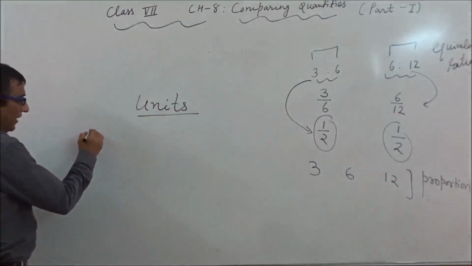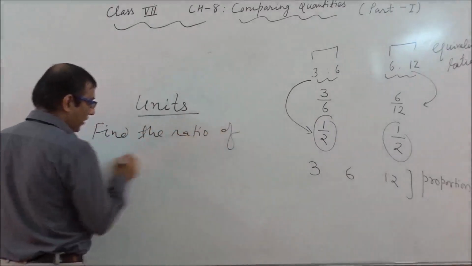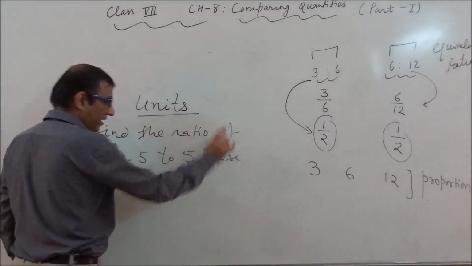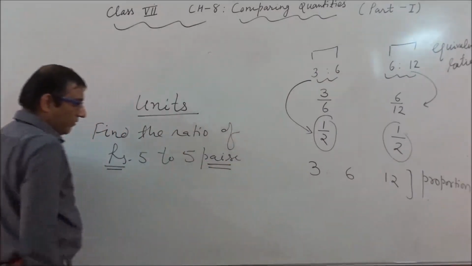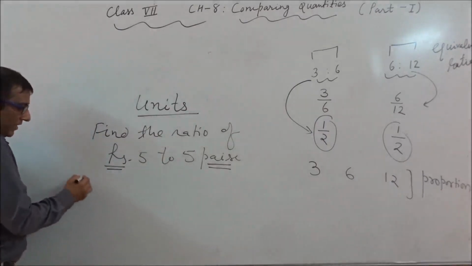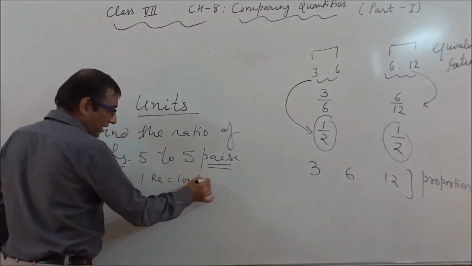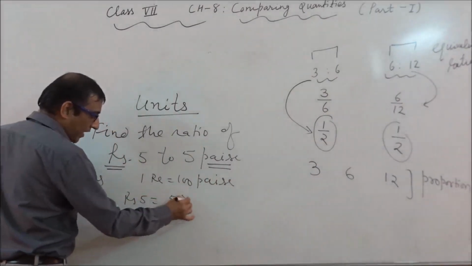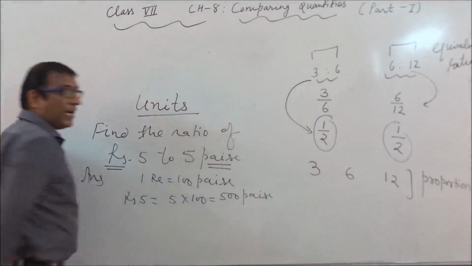For example, if I say find the ratio of rupees 5 to 5 paise, how can we calculate? This is related with rupees and this is related with paise. Both are different units, so comparison is not possible. So how can we do the comparison? We know very well, 1 rupee equals 100 paise. So first we will convert rupees 5 into paise. Rupees 5 can be written as 5 into 100 paise, so it becomes 500 paise.